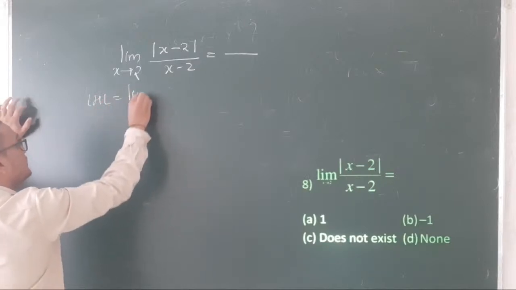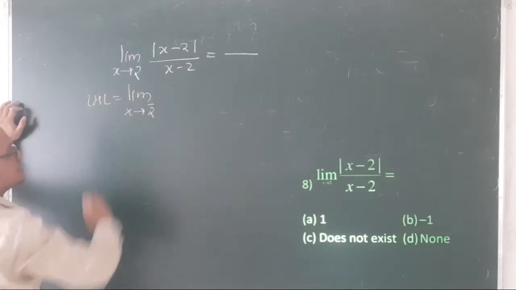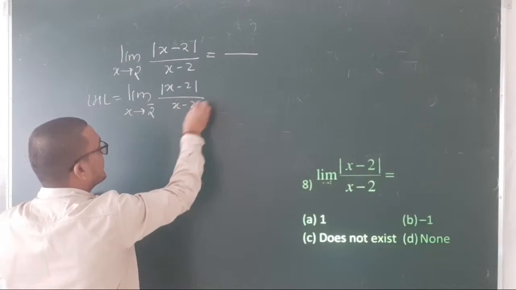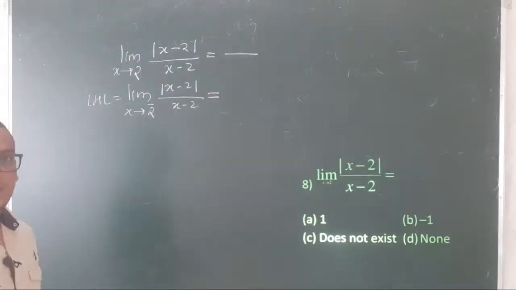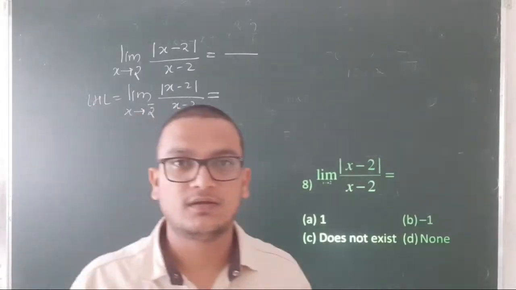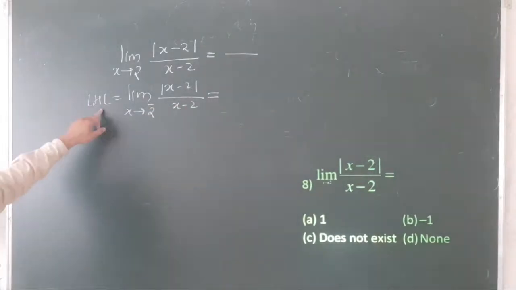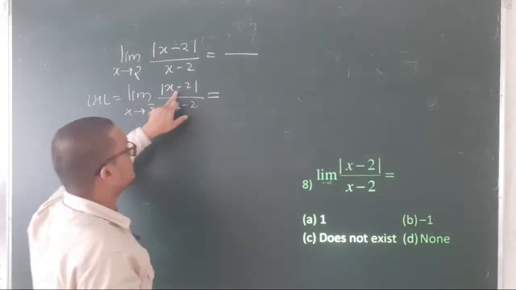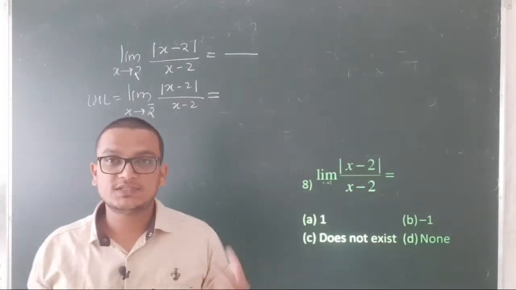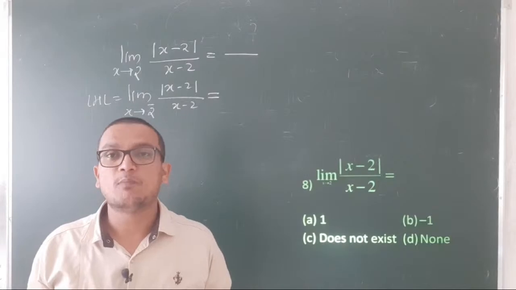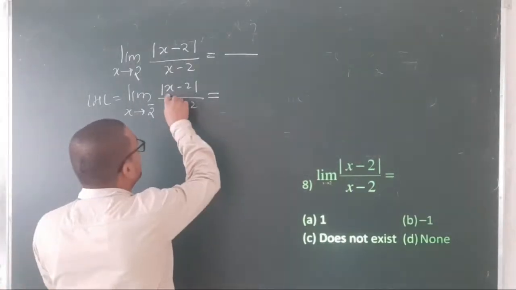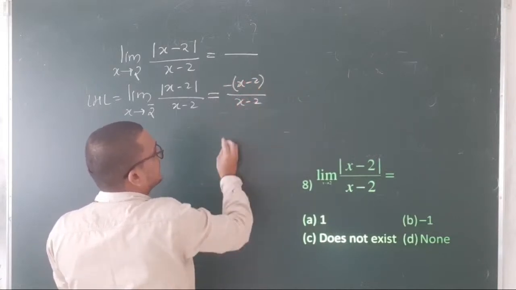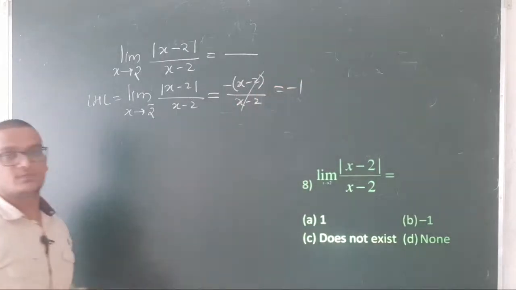So the definition is: limit x tends to 2 minus of modulus of x minus 2 upon x minus 2, which is equal to, when your limit is left hand side, that is left hand limit LHL, then what is the modulus? Now see, whenever the limit is left hand limit, then mod x value is minus x. So modulus of x minus 2 becomes minus of x minus 2 upon x minus 2. Both will get cancelled. Answer is minus 1.